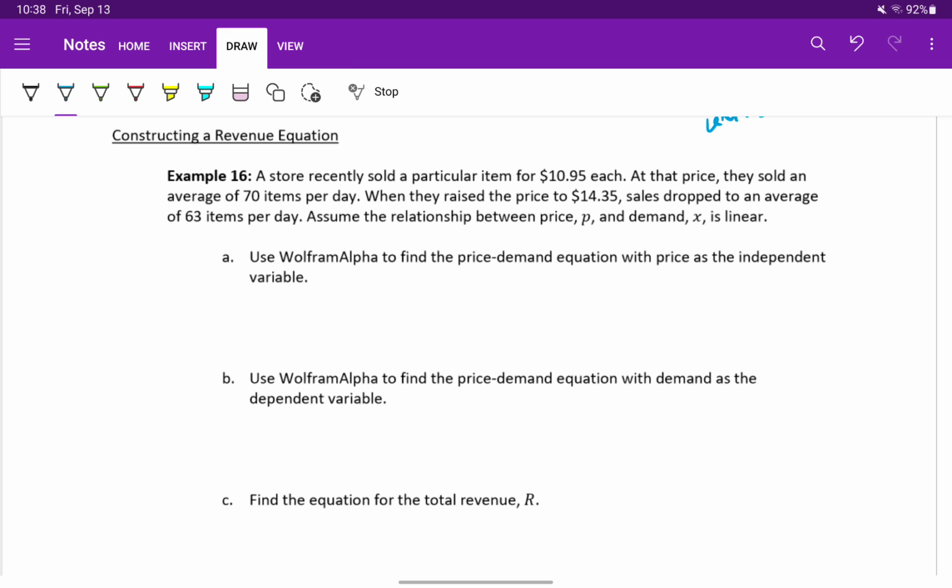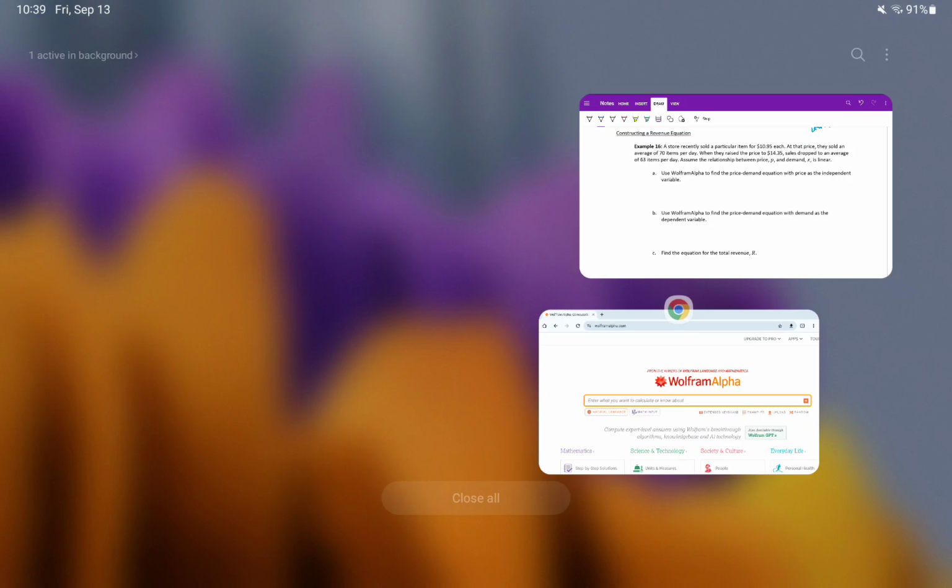So what we want to do is revisit a problem that we've seen before, but add some additional steps to it, where now we're going to generate a revenue equation given some price demand equations. We have a store that recently sold a particular item for $10.95 each, and at that price they sold an average of 70 items per day. Then they raised the price to $14.35 and sales dropped to an average of 63 items per day. Assuming the relationship between price P and demand X is linear, we want to generate two price demand equations, first with price as the independent variable.